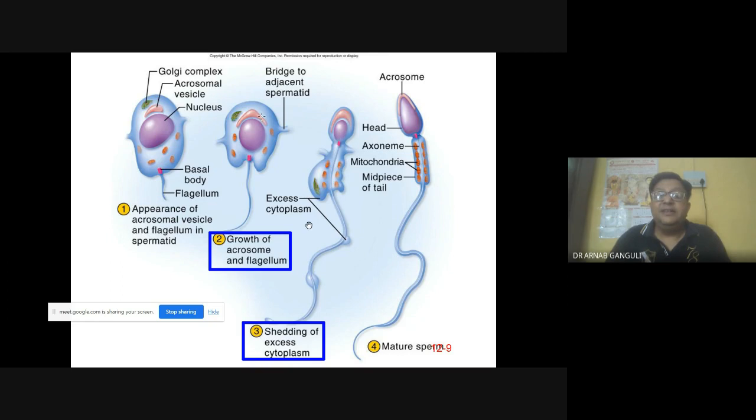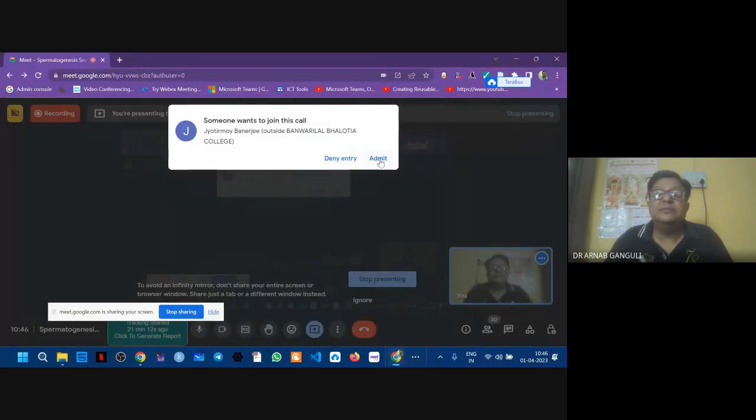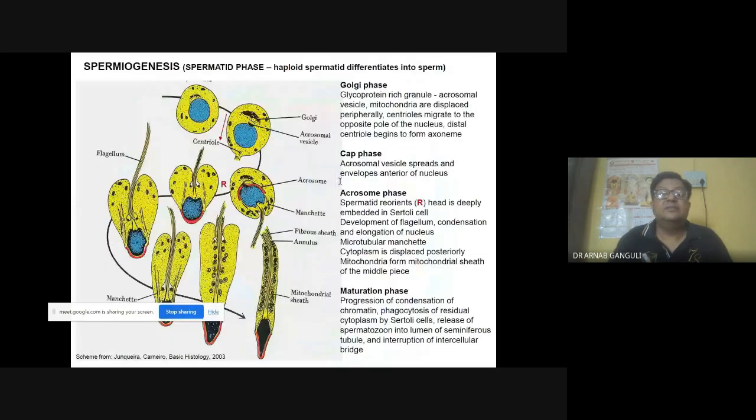Gradually, the excess cytoplasm is removed, and the acrosome is formed. Finally, lots of mitochondria are formed over here. This is the mid piece. This is the acrosome formed from the Golgi body, and the mature sperm is formed. This is the process of spermiogenesis.